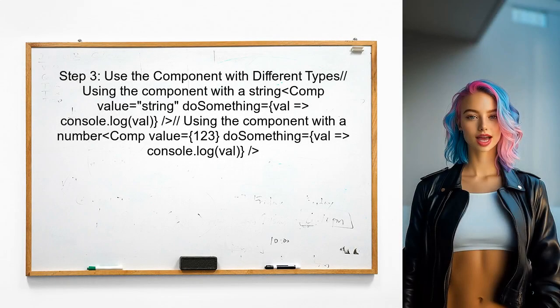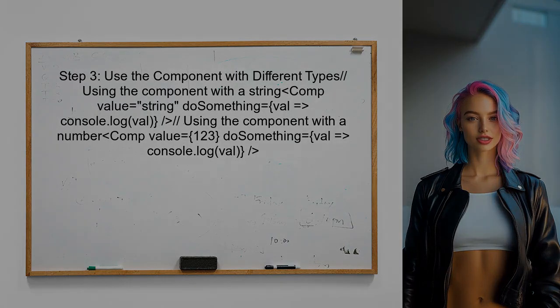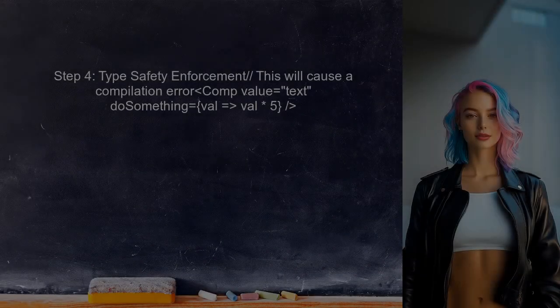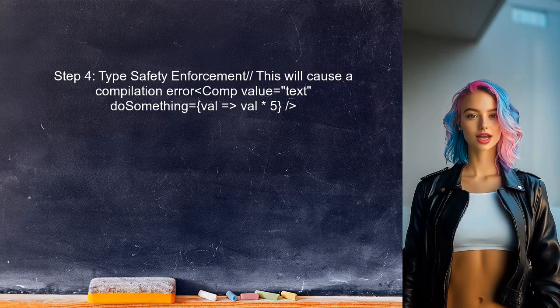Now, the user can use the component with different types. For example, they can pass a string or a number as the value, and the component will handle both types correctly. It's important to note that if the user tries to pass an incompatible type, such as a string with a function that expects a number, TypeScript will throw a compilation error.